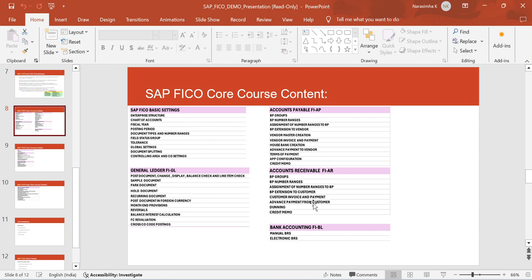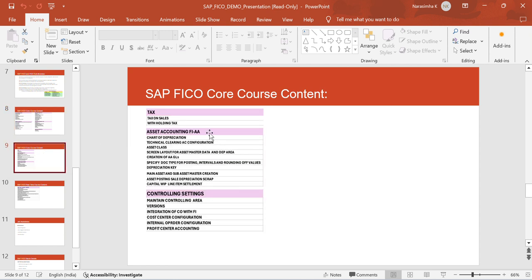Coming to accounts receivable, same, we will create the business partners, number ranges, and remaining things. Coming to bank accounting, here I will teach the house bank, manual BRS, electronic, automatic, electronic BRS. All these things we will discuss in bank accounting. Coming to tax, here we are going to discuss the tax on sales and withholding tax. Both things will be covered in this course.